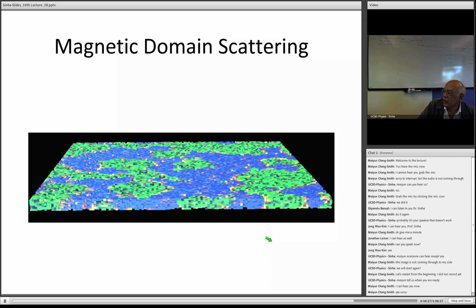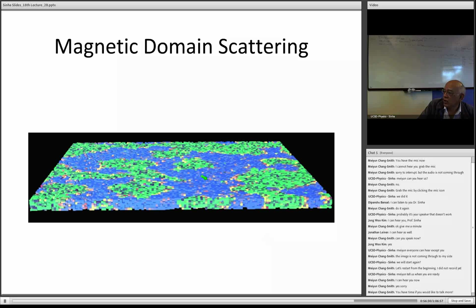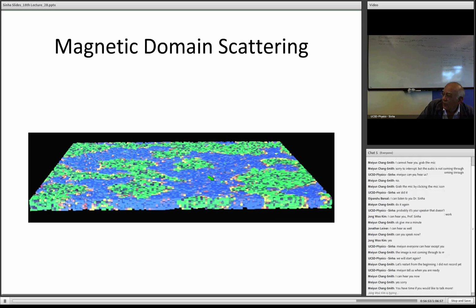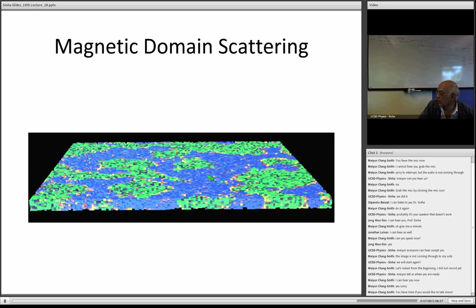I should just mention that a large component of magnetic diffuse scattering is in fact due to domains. This is a picture of domains. Let's say we have one spin here and another kind of spin here, plus here and minus here. That's the simplest picture of a domain system on a magnetic film or a magnetic multilayer.